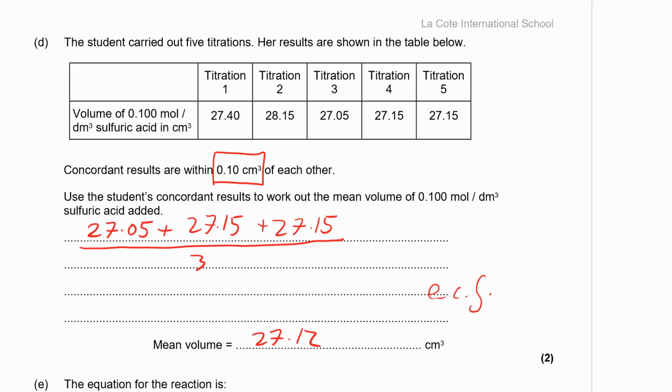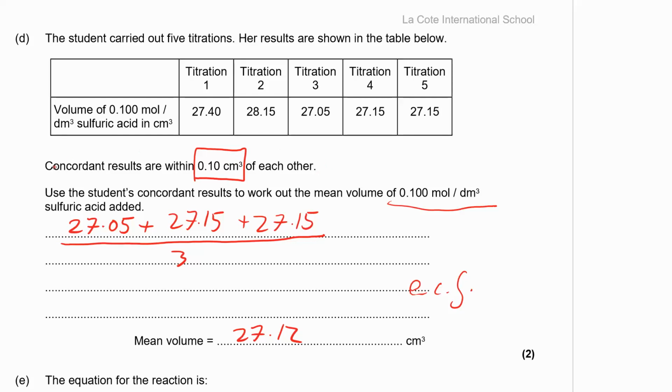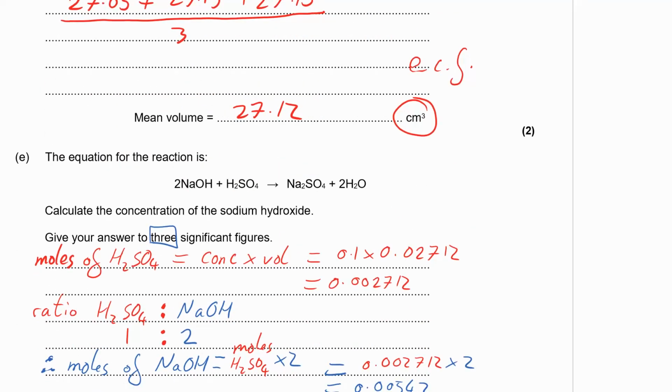However, if you read the question, which most of you did not do, as in 99% of you did not read the question, it said, use the student's concordant results to work out the mean value of 0.1 sulfuric acid. It also said, concordant results are within 0.1 of each other. See this statement here? It is telling you how to answer the question. So you had to look for the ones which are within 0.1 of each other, and that's those 3. You would remove these because they are not within 0.1. And this is standard practice as well, which you did in the titration. So you take those 3, divided by 3 gives you 27.12. Please do note this is centimeters cubed.